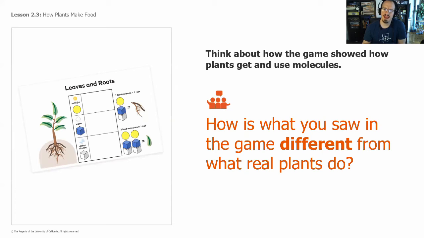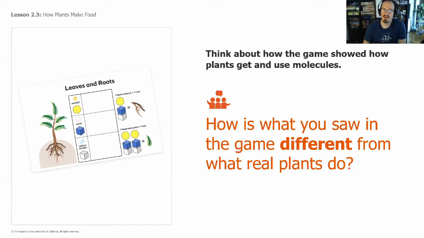Now, let's think about how the game showed how plants get and use molecules. So how is what we saw in the game different from what real plants do, right? Because remember, models help scientists see things that are difficult to see or help them answer questions about the world. However, they always involve some sort of simplification, so they won't show things exactly perfectly. And some models are going to show some things better than other things.